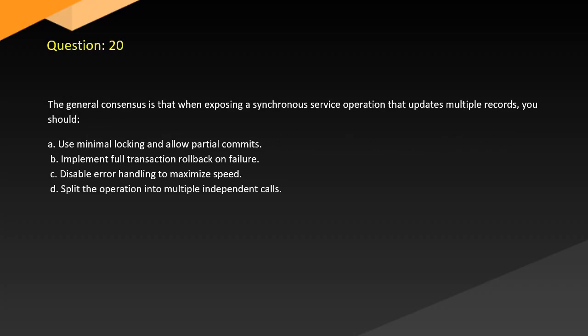Question 20. The general consensus is that when exposing a synchronous service operation that updates multiple records, you should: A. Use minimal locking and allow partial commits. B. Implement full transaction rollback on failure. C. Disable error handling to maximize speed. D. Split the operation into multiple independent calls.